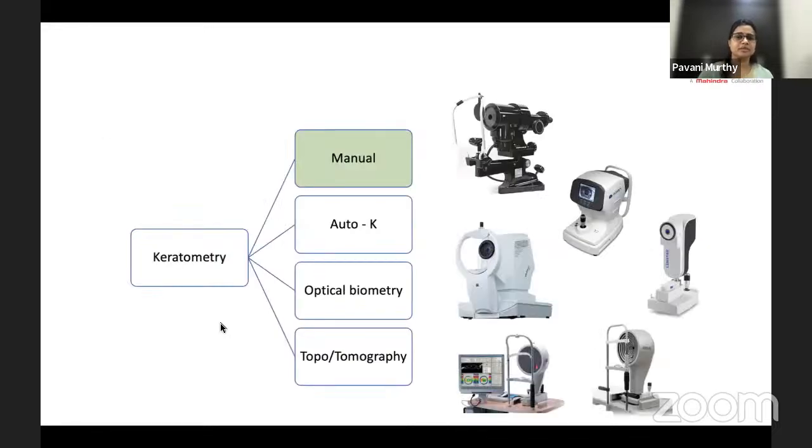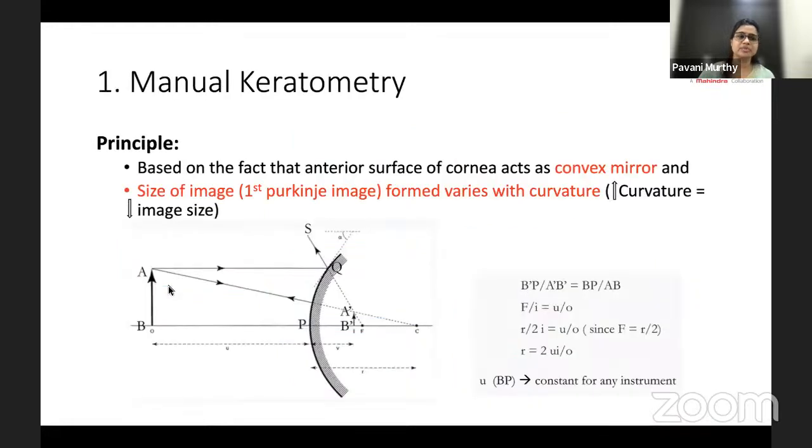Keratometry can be done in 4 ways: manual keratometer, autokeratometer, optical biometer, or topography or tomography. Manual keratometer is based on the fact that the anterior surface of the cornea acts as a convex mirror and the size of the image formed, which is the Purkinje image, varies with the curvature of the cornea.